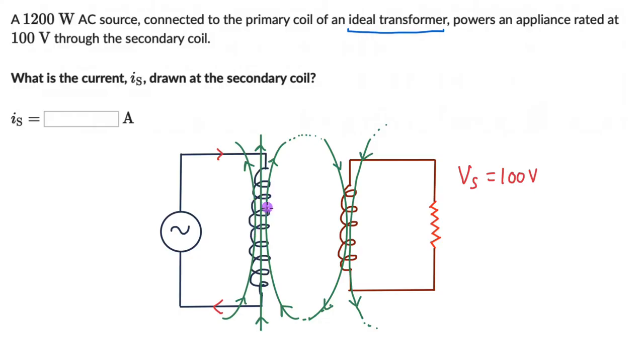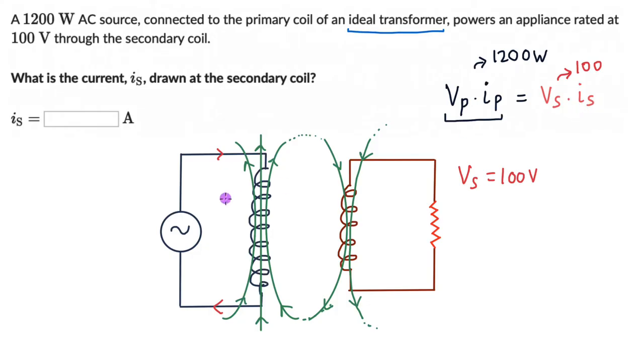So from the law of conservation of energy, we can say that the power across both the coils is the same. So that means the power across the primary coil, that is Vp into Ip, that is the current that is flowing in the primary coil, is equal to the power across the secondary coil, that is Vs into Is. And we already know this value, that is Vp into Ip. This is 1200 watts. We also know the voltage across the appliance, that should be 100 volts.